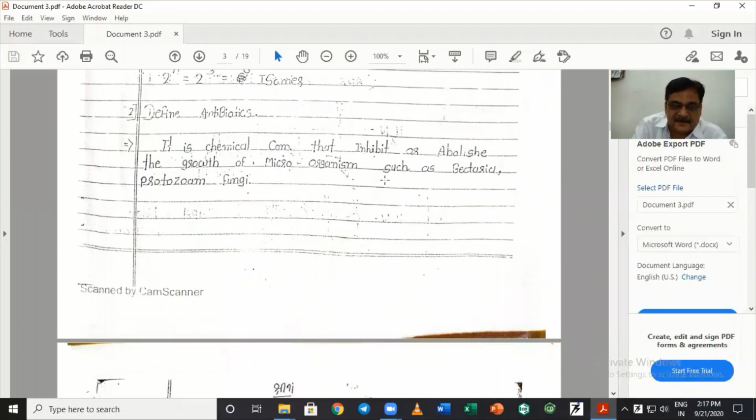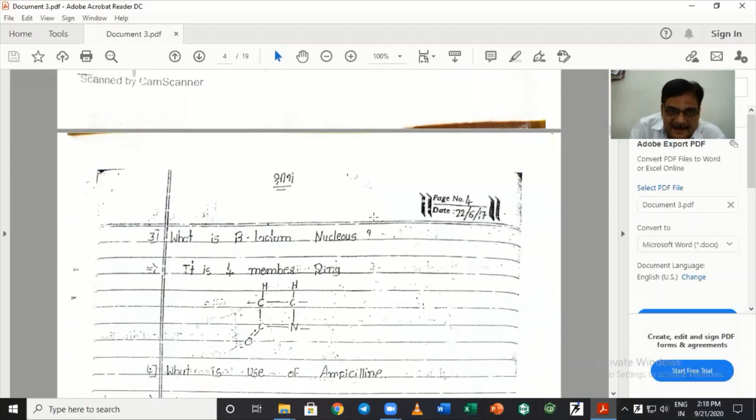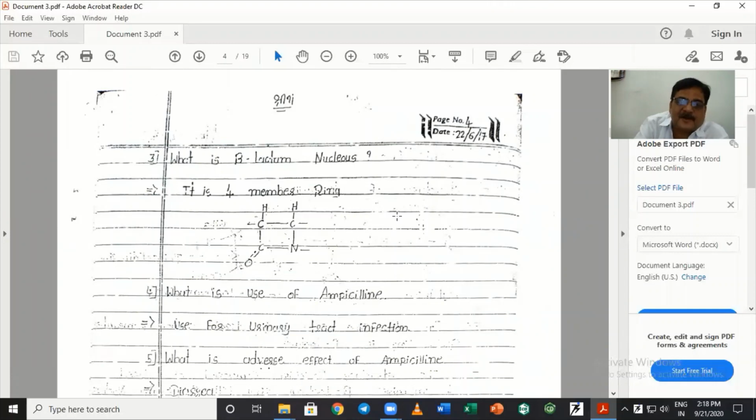So what are antibiotics? An antibiotic is a chemical compound that inhibits or abolishes the growth of microorganisms such as bacteria, protozoans and fungus. This chemical compound is isolated from seawater, right? And we discussed the beta lactam nucleus. This is a 4-member cyclic amide ring structure like this. It is a cyclic amide with a ketone in the ring with a tertiary nitrogen atom, and this is the cis stereochemistry of the two protons in the beta lactam ring structure.